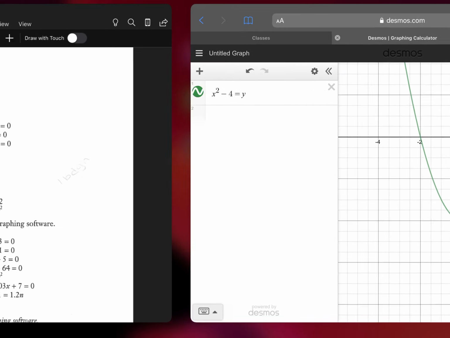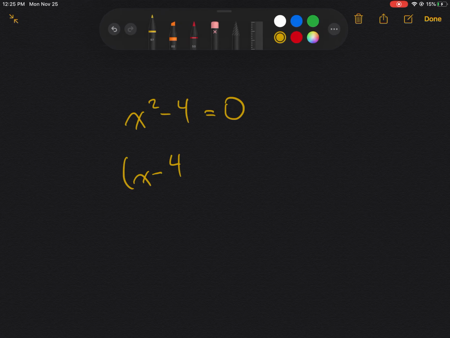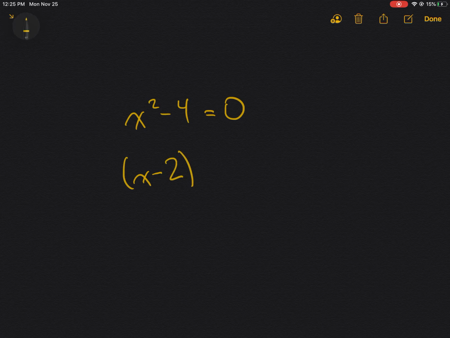Do you remember when it's a difference of squares? Let's see if I can get a notepad. Yeah, there's my notebook. X squared minus 4 equals, let's say, 0, and we're solving for our roots. So x minus the square root of 4, which is x minus 2, times x plus 2 equals 0.